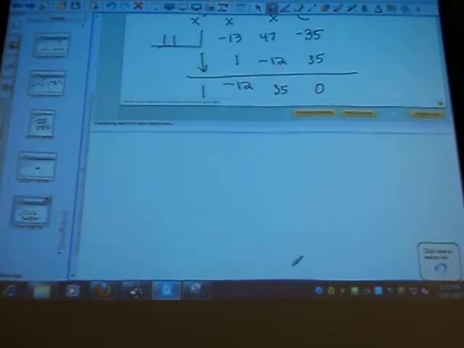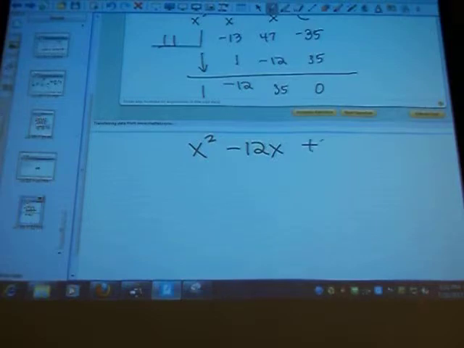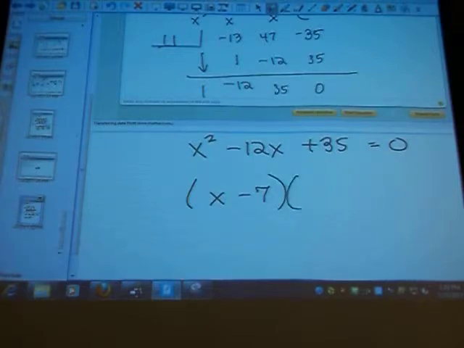Okay, so then my quotient I can interpret as x squared minus 12x plus 35. I need to set that equal to 0 and solve for x to get the other solution. So I could try to factor that, or I could use the quadratic formula on it. So can I factor this? Numbers that multiply to 35 add up to 12. 7 and 5. Because it's negative 12, they both have to be negative.